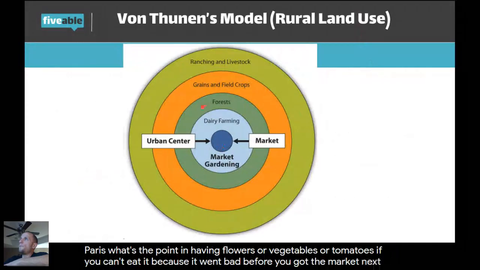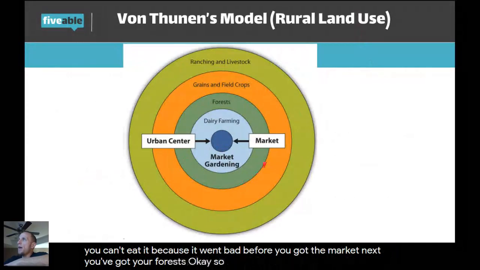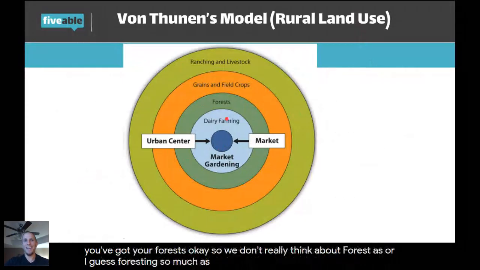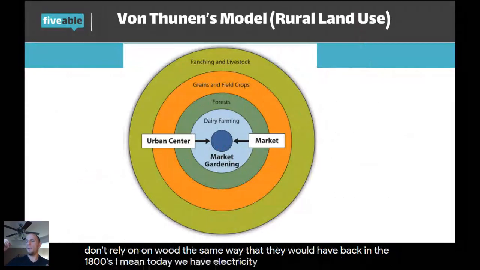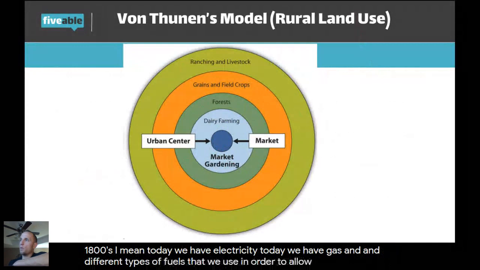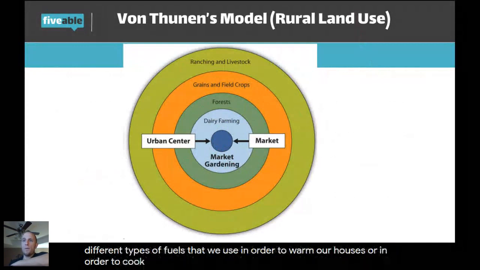Next, you've got your forests. Okay, so we don't really think about foresting so much as an agricultural activity today because we don't rely on wood the same way that they would have back in the 1800s. I mean, today we have electricity. Today we have gas and different types of fuels that we use in order to warm our houses or in order to cook our food or whatever it might be.